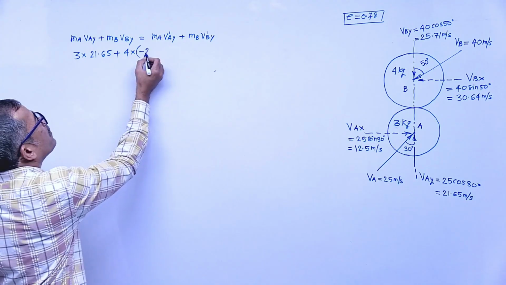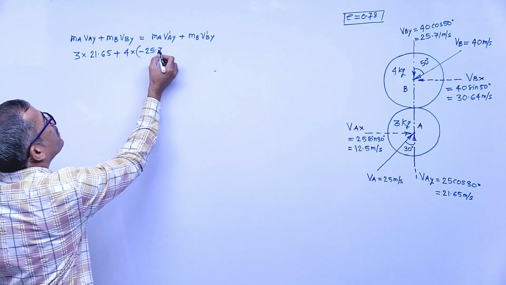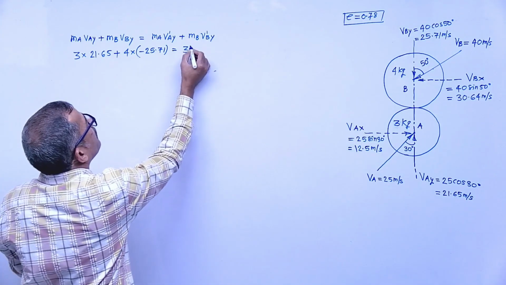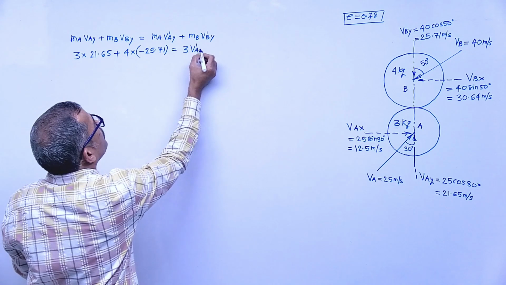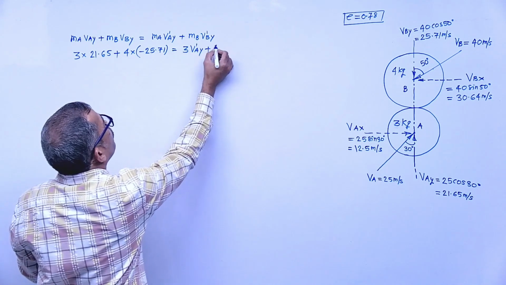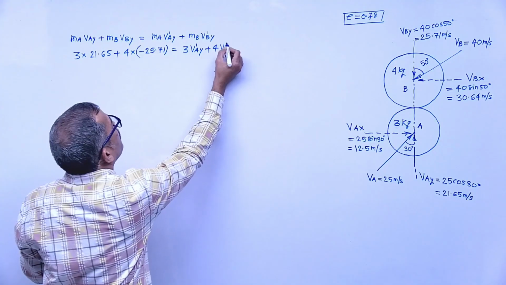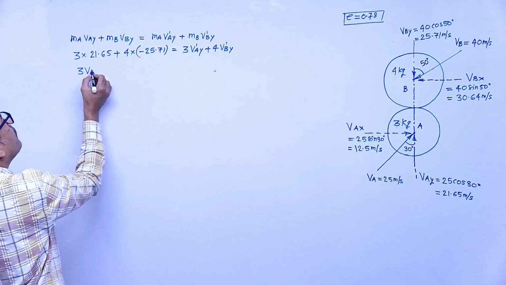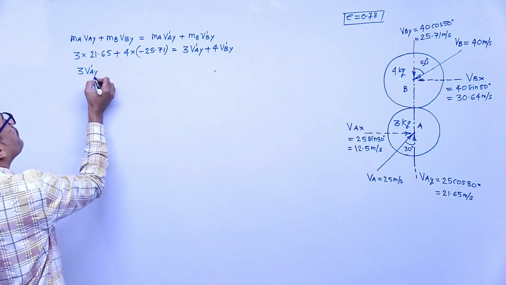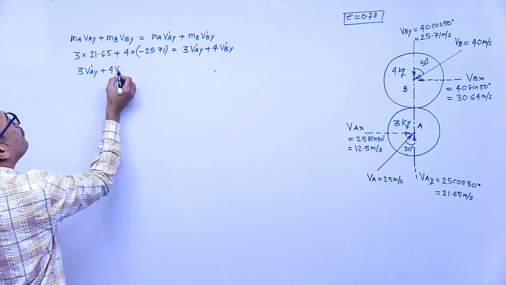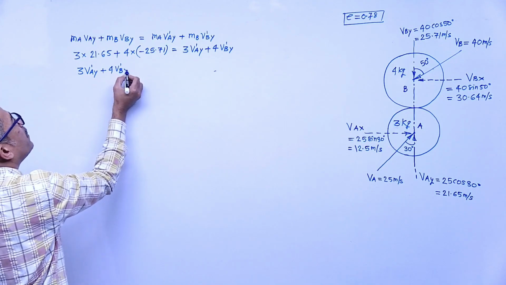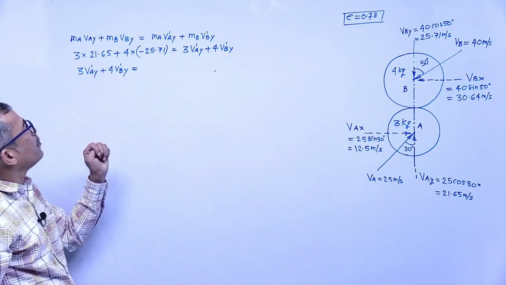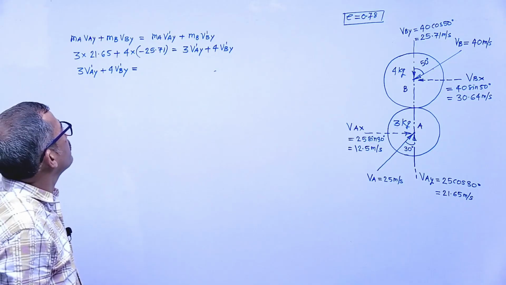25.71 with minus sign, equal to mA 3 VA dash y plus 4 VB dash y. That means what will we get here? 3 VA dash y plus 4 VB dash y equal to. Now find out this value: 3 into 21.65 minus 25.71 into 4.